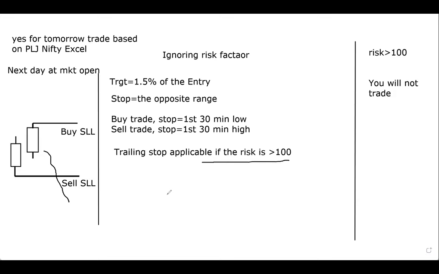What is the risk? Risk is the difference between your entry price and stop loss. So whatever the entry is, we have a set stop loss which we placed, and if you see that the difference is greater than 100, then the trailing stop loss will apply. Where will you place the trailing stop loss? You will place it this way.